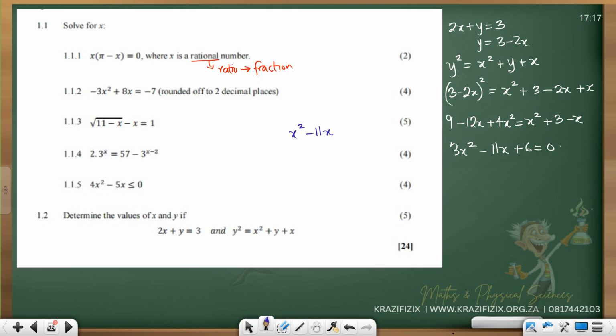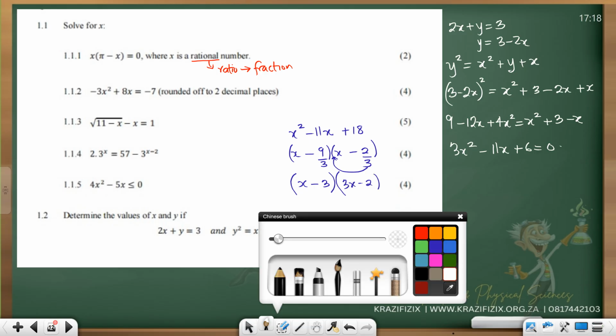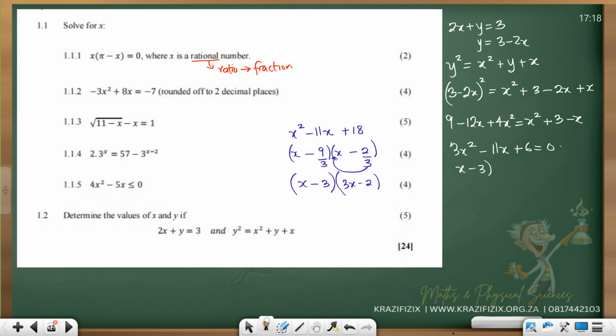3x squared. Now what is 6 times 3? 18. I'm sure you remember this method. 9 and 2. So we multiplied by 3. We can also divide by 3. And the aim is to have this as a whole number. If it's not a whole number, this 3 comes here. So we are done there. Look at the beauty of maths. x minus 3, or you can use your quadratic formula. So x equals 3, or x equals 2.